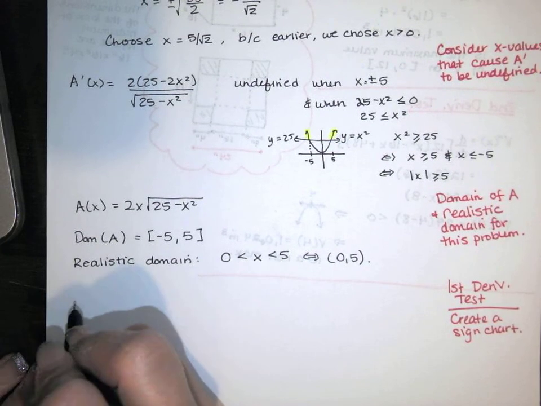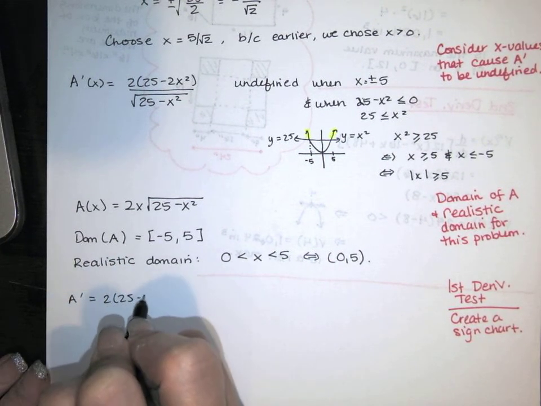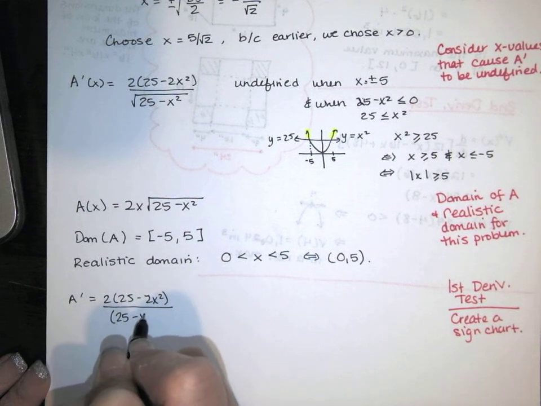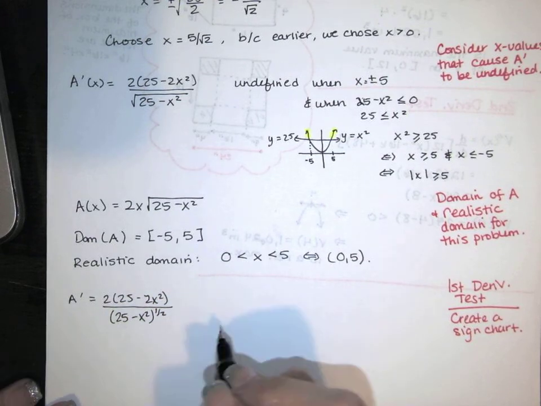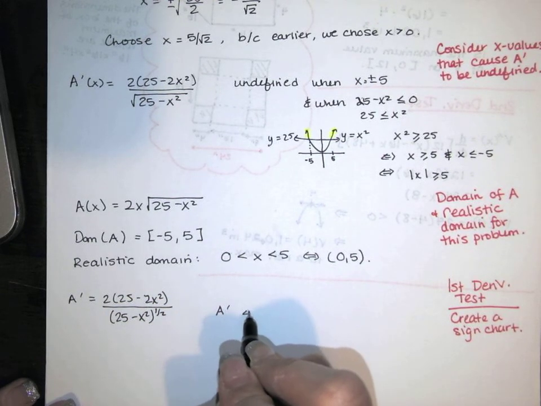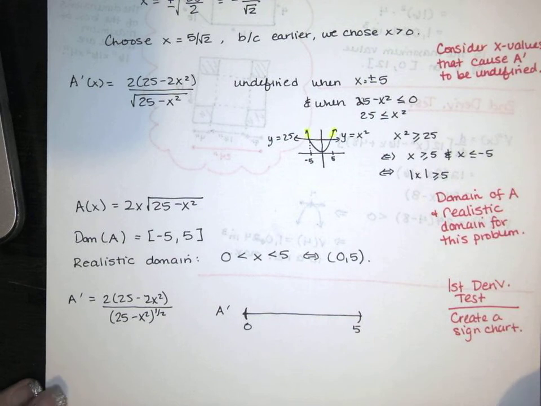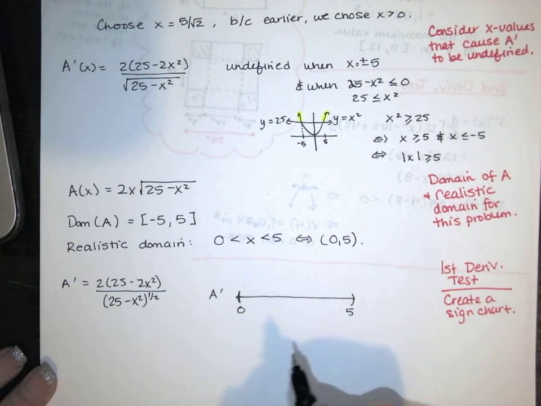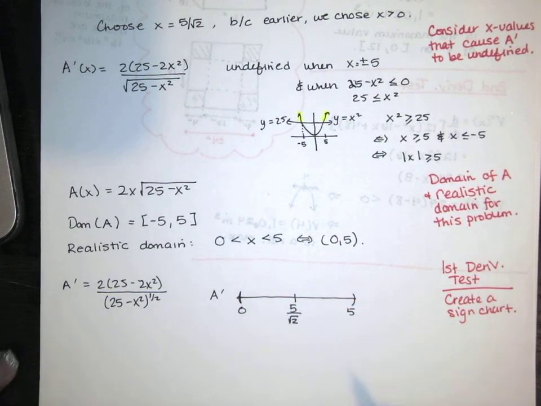Okay, so A prime was 2 times the quantity 25 minus 2x squared, and then we've got 25 minus x squared to the 1/2 in the denominator. So when I make my sign chart for A prime, normally I would go from negative infinity to infinity, but now I'm just going to go from 0 to 5 because of that domain, the realistic domain for our problem. And I'll write my critical value on here. It's 5 over square root of 2.